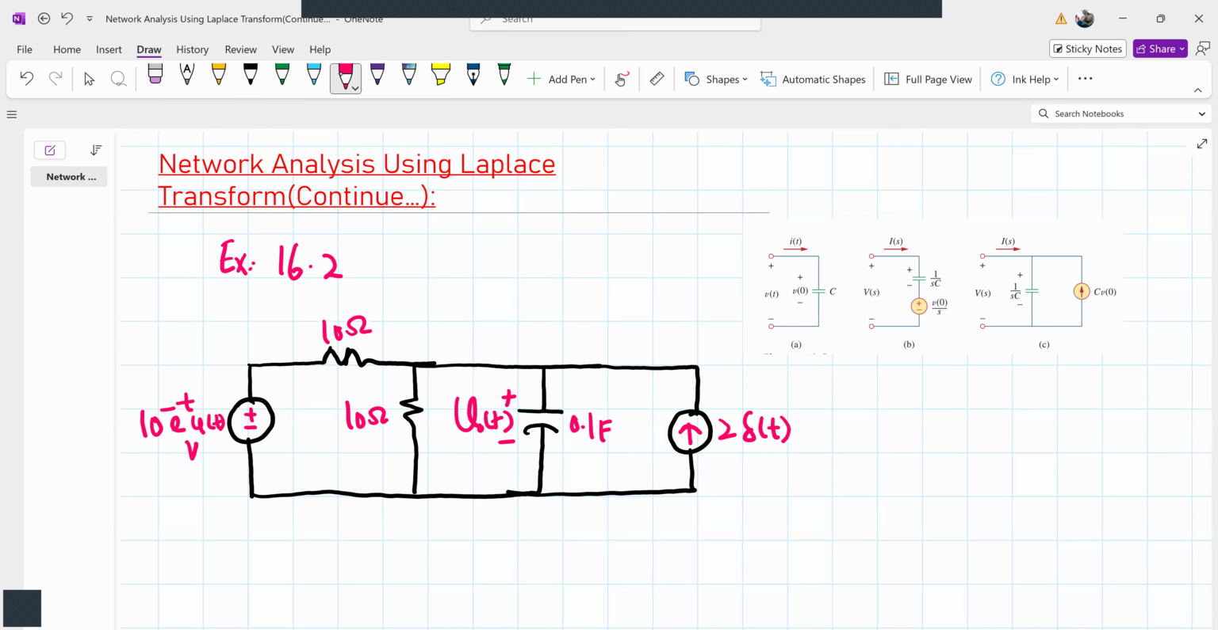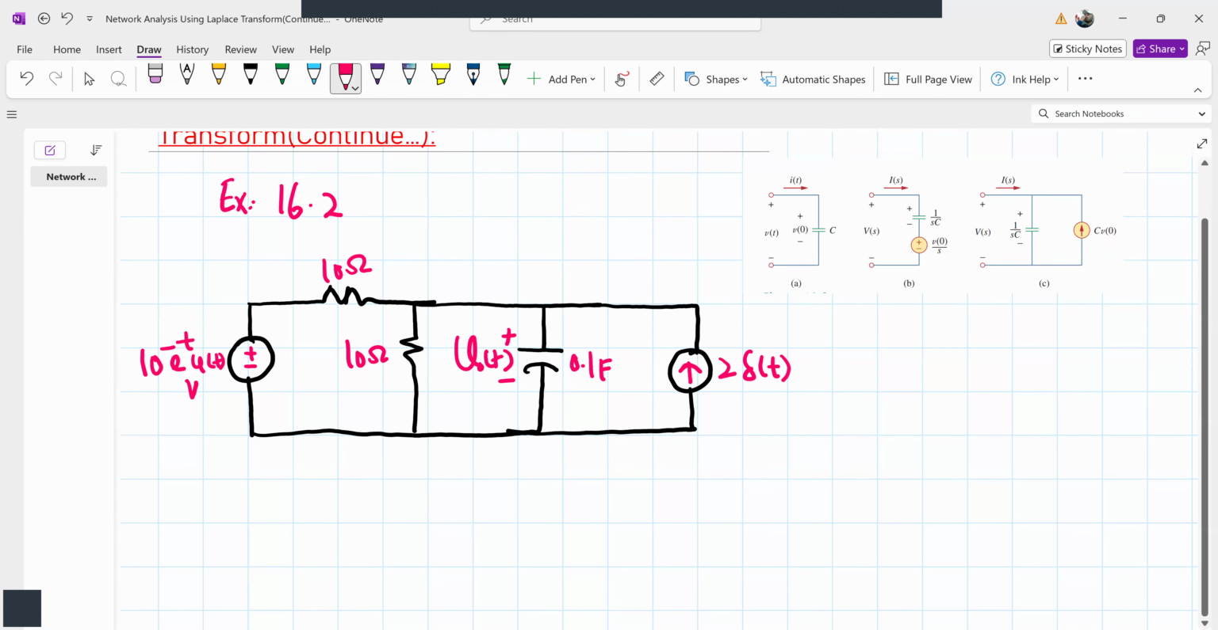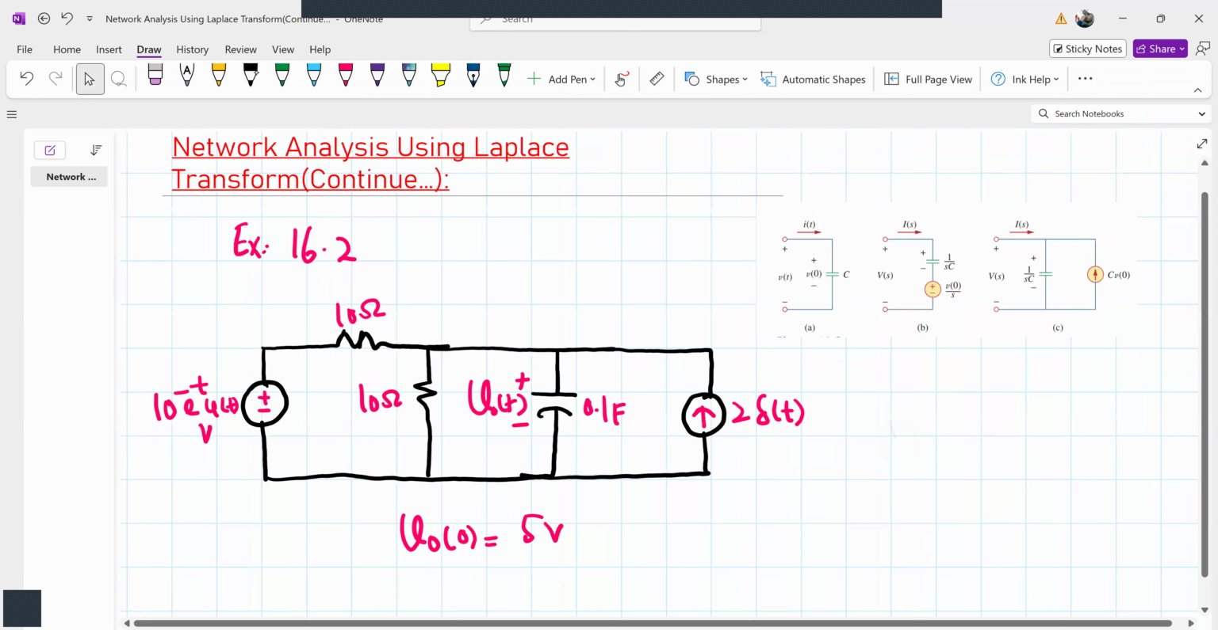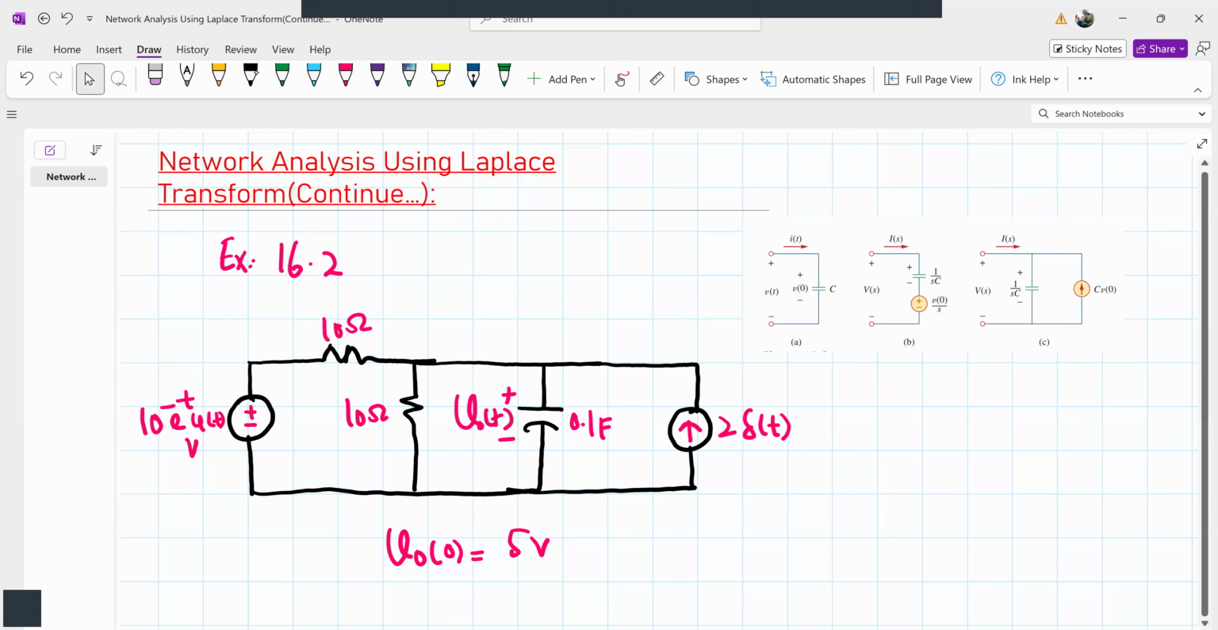capacitor. We are given the initial value of this voltage, meaning the initial voltage stored in the capacitor is given to us, and that's equal to 5 volts. So in order to find v naught of t, the voltage across this capacitor, we'll replace it by this equivalent.